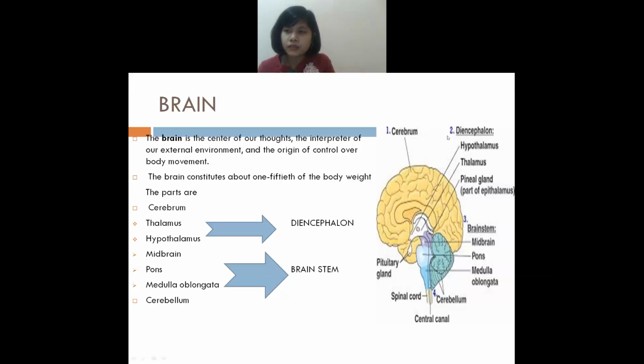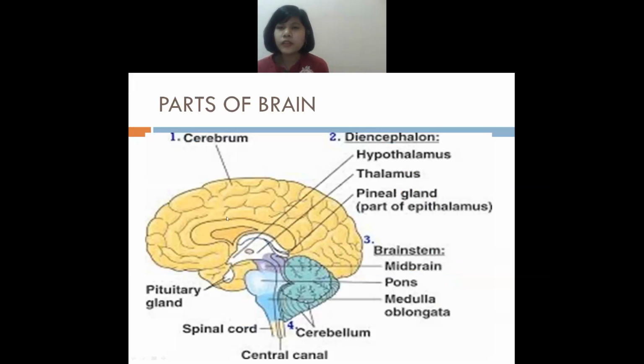It also controls all over your body. So the brain has got various parts. The first one is known as cerebrum. Next is diencephalon. Next is brainstem. Next is cerebellum. So these are the parts of the brain.